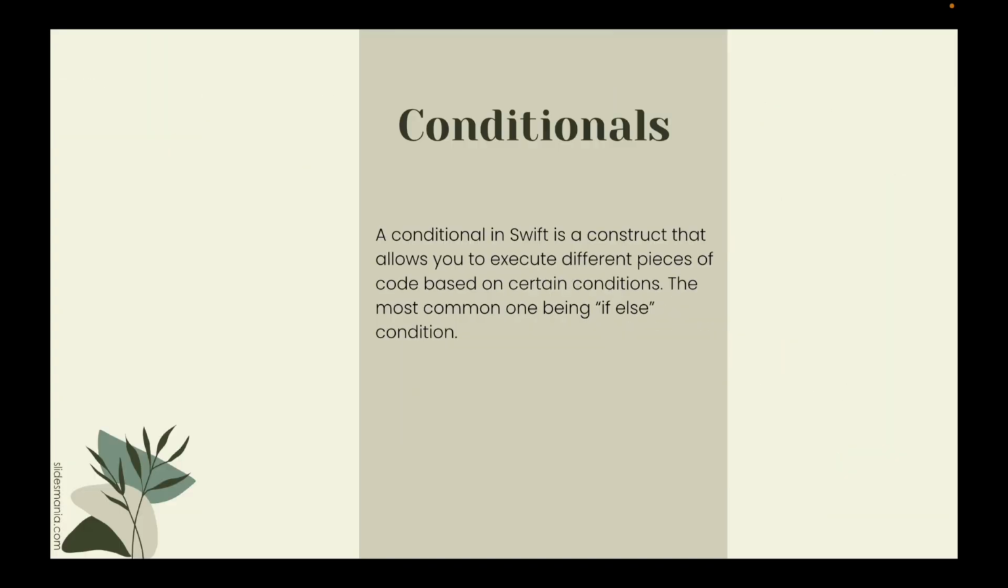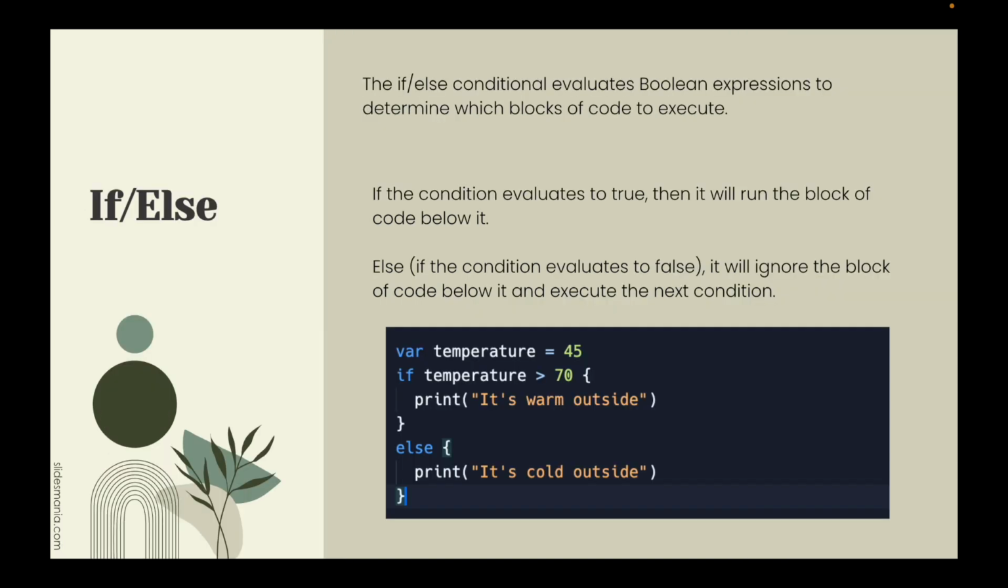let's talk about conditionals. A conditional in Swift is a construct that allows you to execute different pieces of code based on certain conditions, the most common one being the if-else condition. So the if-else conditional evaluates Boolean expressions to determine which blocks of code to execute. If the condition evaluates to true, then it will run the block of code below it. Else, if the condition evaluates to false, it will ignore the block of code below it and execute the next condition.